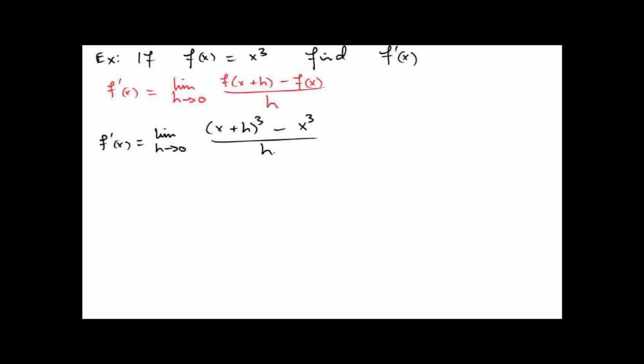all divided by h. So literally all I've done there is I've just said to myself, well, f of x is x cubed, so f of x plus h is going to be x plus h to be cubed. Okay? So x plus h cubed minus f of x, so that's minus x cubed, and then all divided by h.